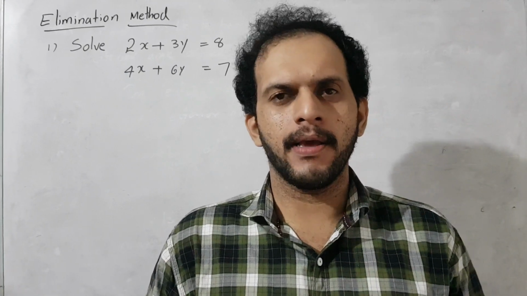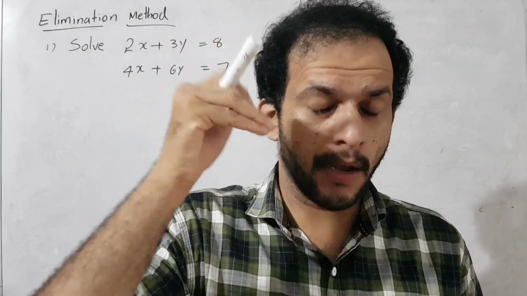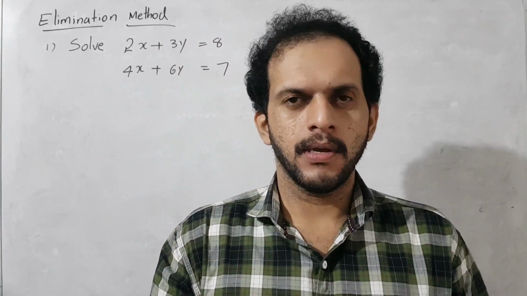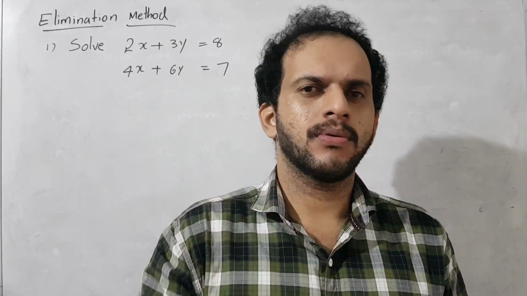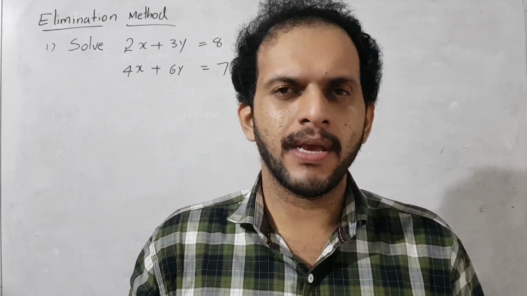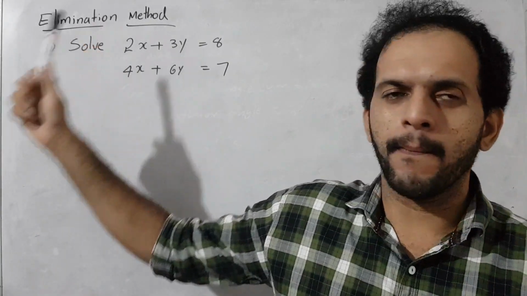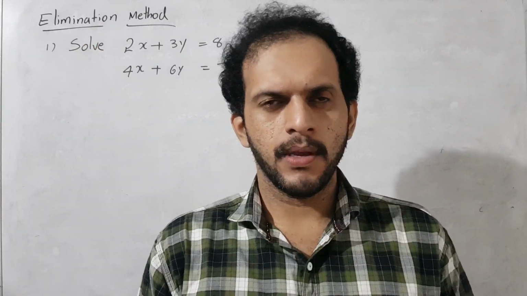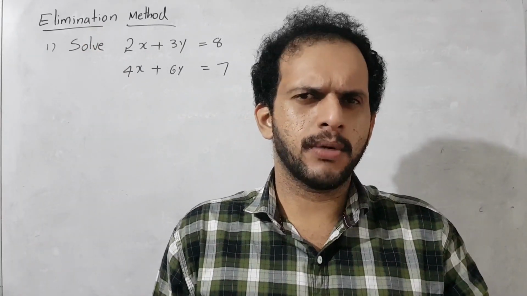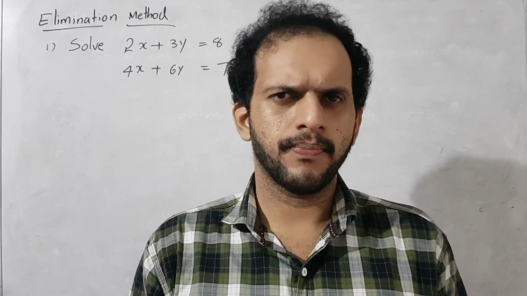Now we got the idea how to solve a pair of linear equations by substitution method. Correct? Then next we go to the next method for solving a pair of linear equations. That one is the elimination method. Okay? Elimination means, you know the idea, what is that? Elimination, to remove.